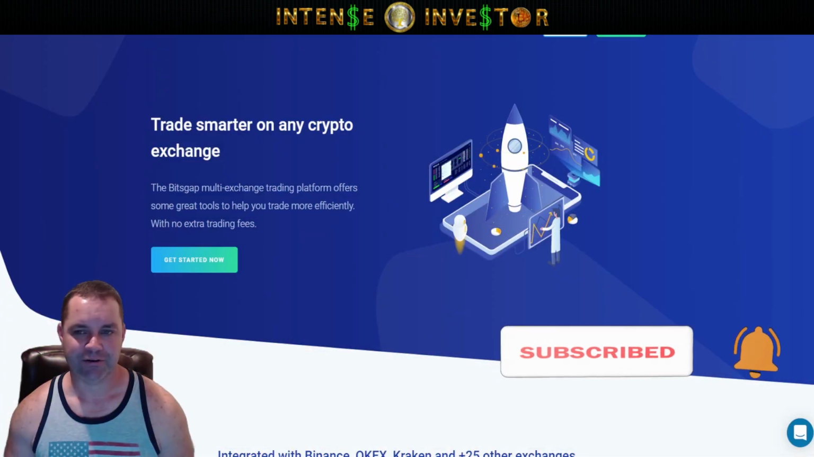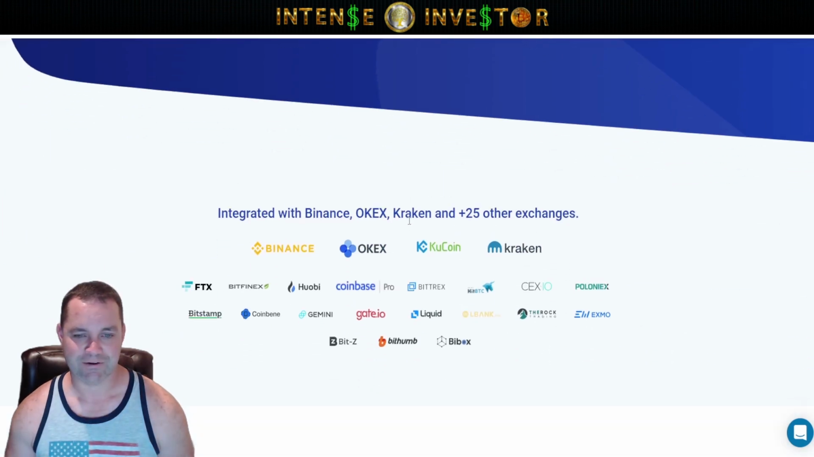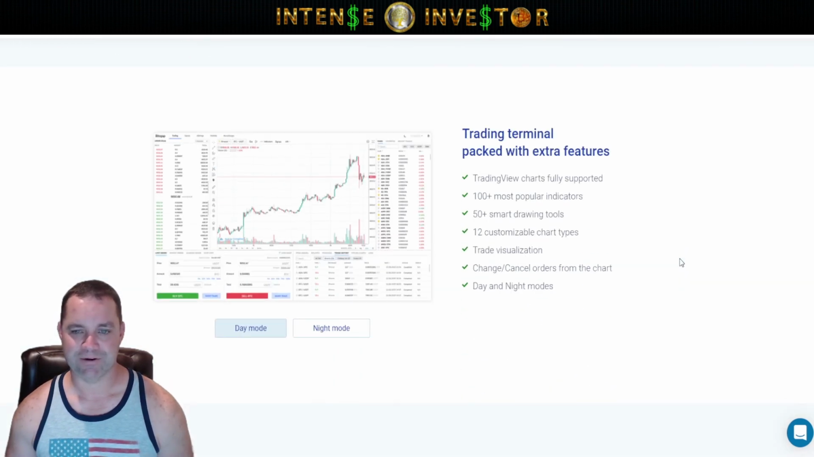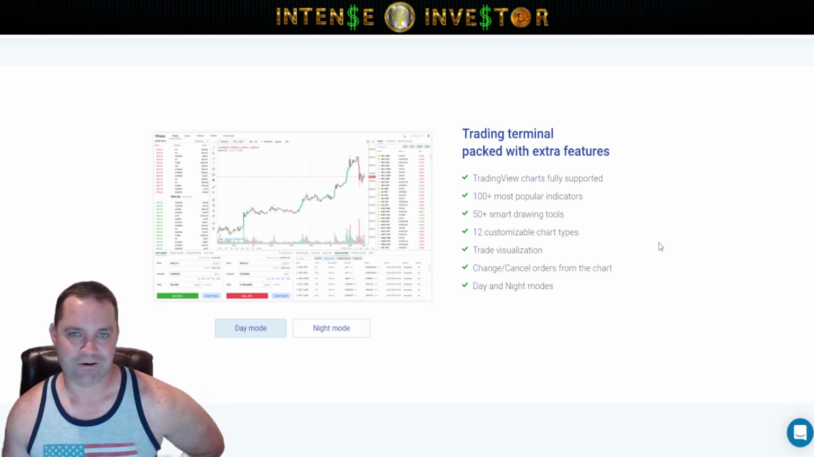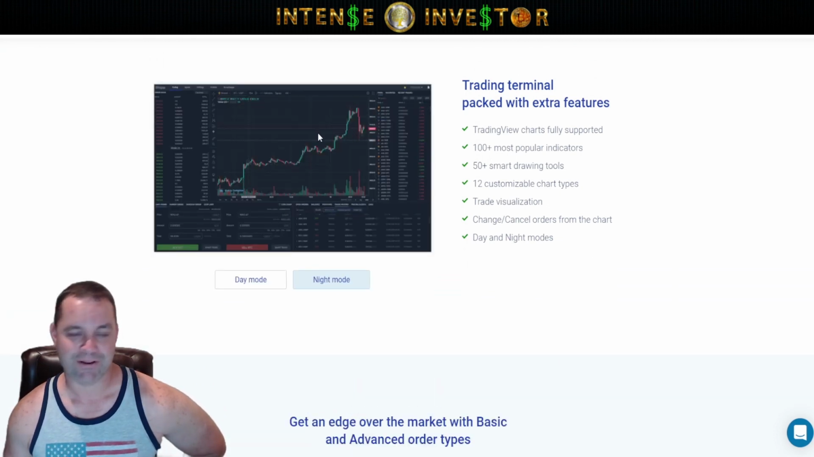So here we are on the main Bitsgap website. This is what you see when you first log in. It says you can trade smarter on any crypto exchange. Bitsgap is integrated with all the big exchanges like Binance, KuCoin, Kraken, Coinbase, all the big ones. It's got all the indicators. It uses TradingView charts. You can look at all the RSIs, the MACDs, all your moving averages. You've got day mode, night mode. I like to use the night mode.